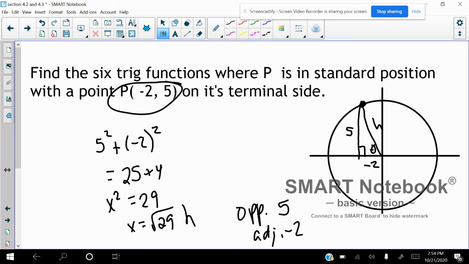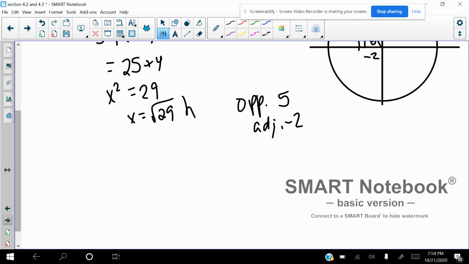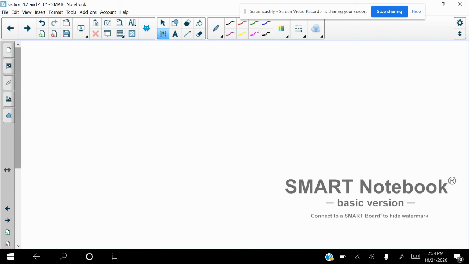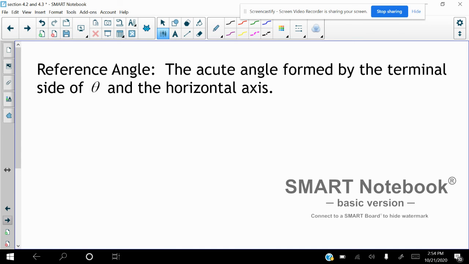Reference angle, remember, is an acute angle formed from the terminal side of theta and the horizontal axis. I know you already wrote that down, but it's important. It's always a positive angle. However it's written, it doesn't make a difference. You're talking about from one place to another, so distance is always positive.